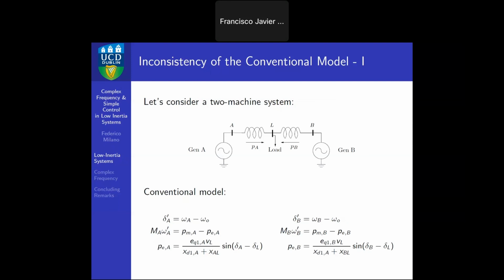But then the network per se, typically, unless we go to EMT models where we have all the dynamics, in the transient analysis we say the network has this impedance. But this impedance cannot be that, because the frequency is clearly not constant everywhere during the transient. The frequency here is omega A and the frequency here is omega B.